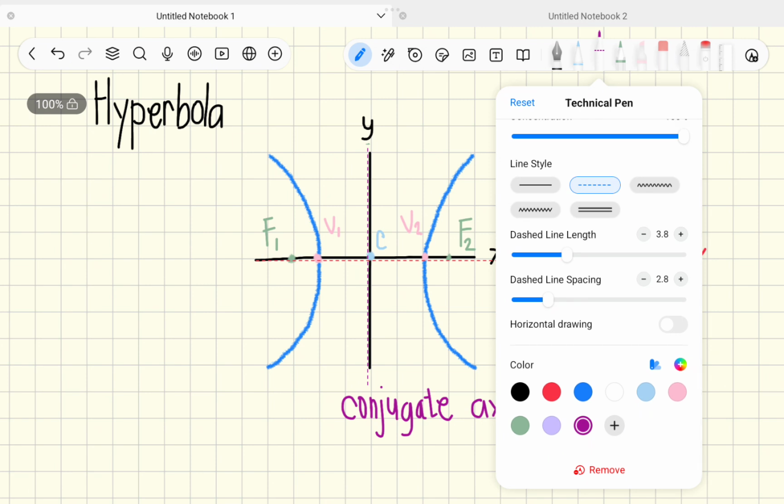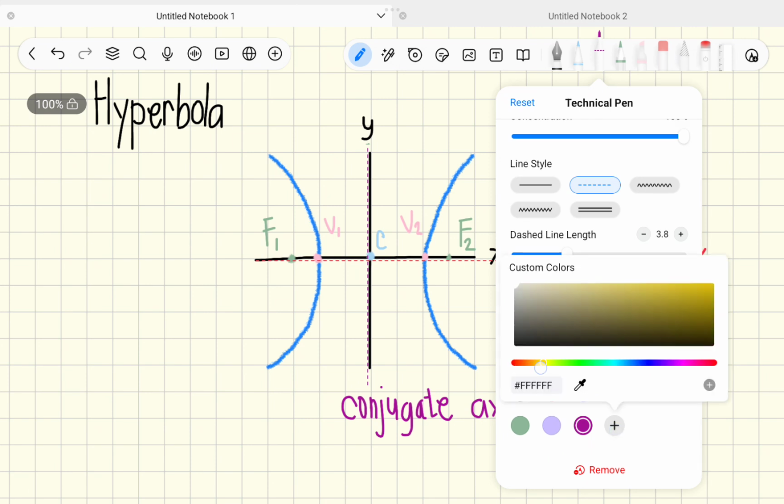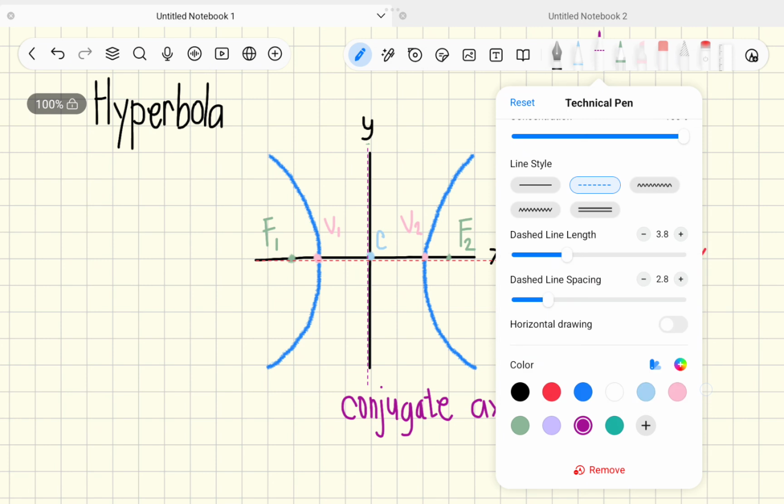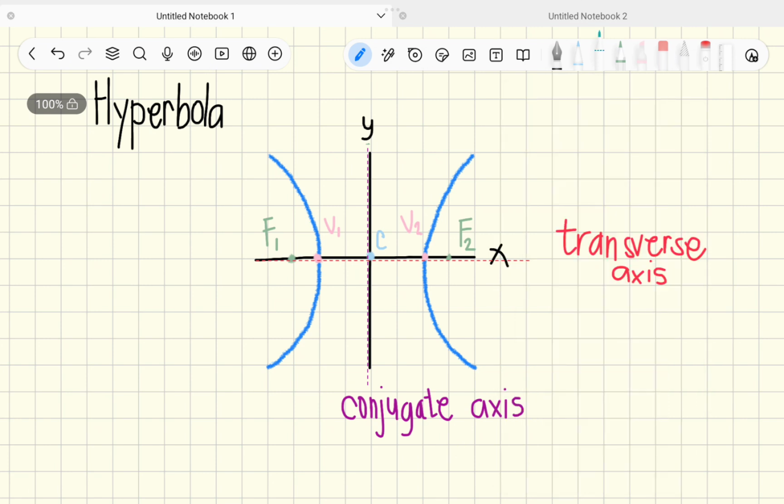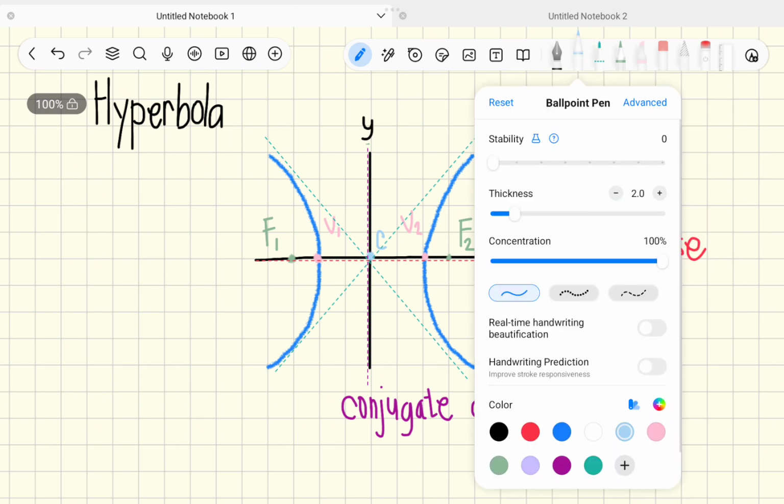Hyperbola's asymptotes. Let's add another color. Let's have this one. Okay, so it is a line that the hyperbola approaches. Approach but never meets. And because you have two branches, there are also two asymptotes. This one and this. Okay, there. So this is what you call your asymptote.